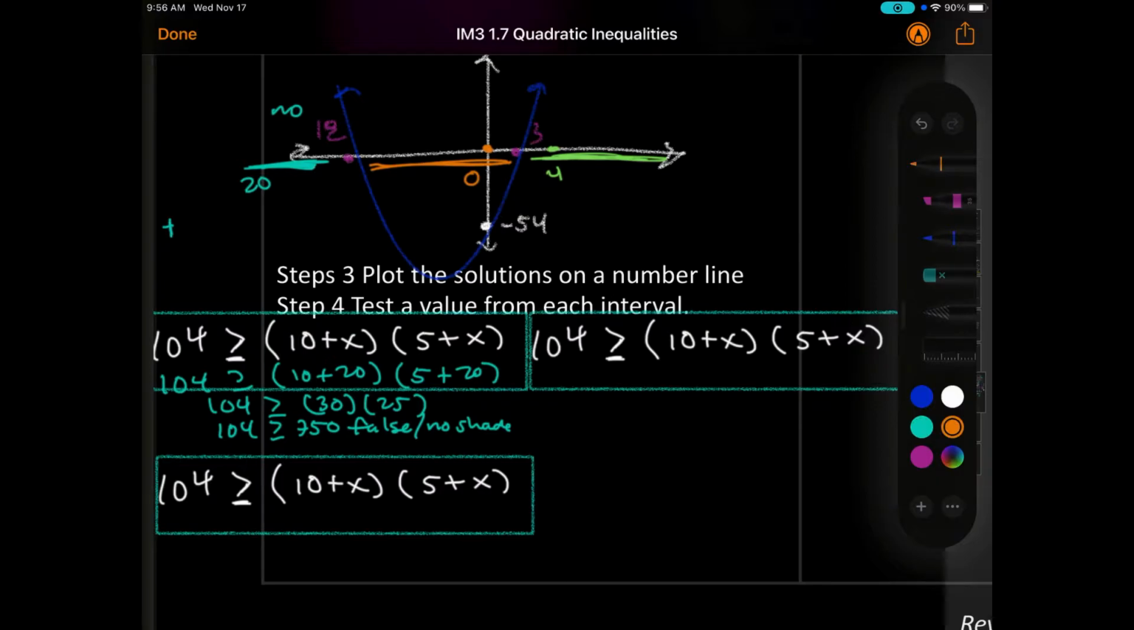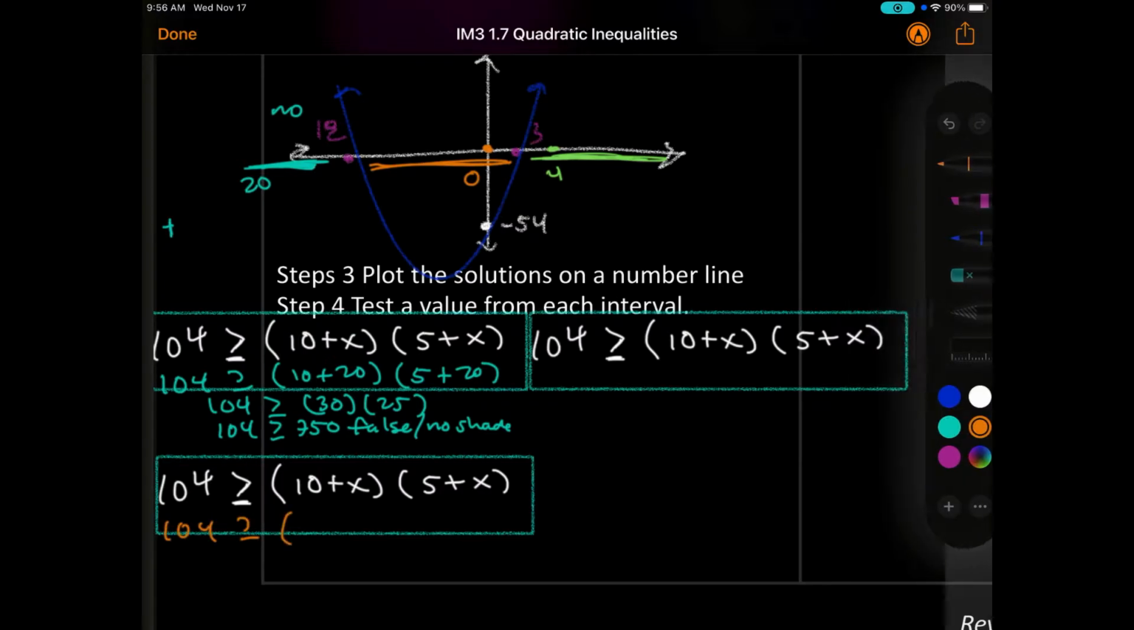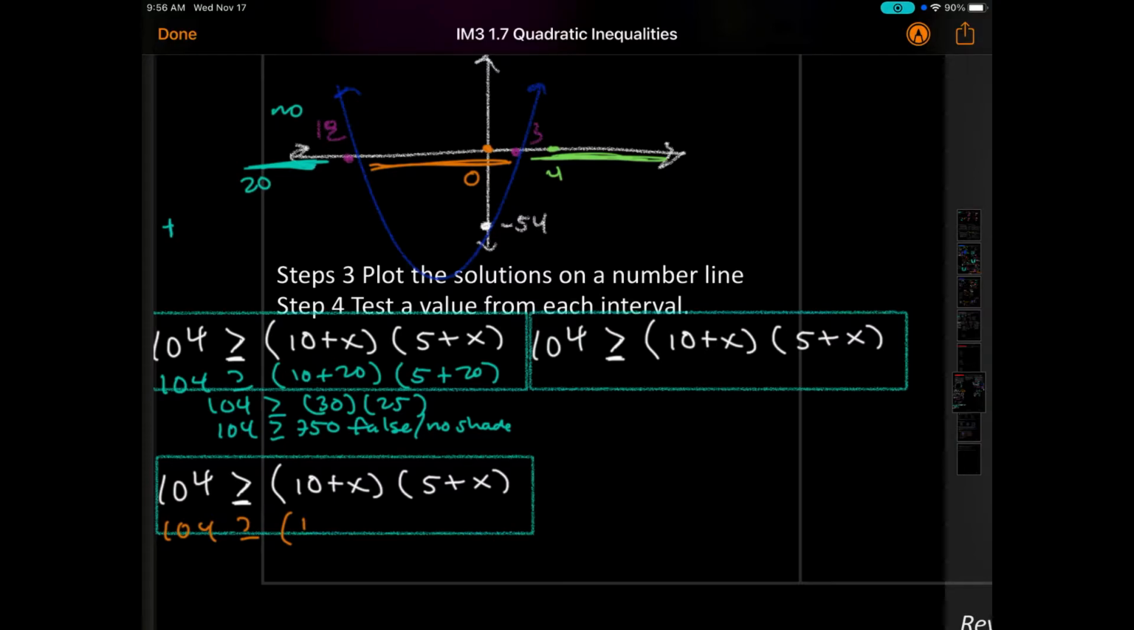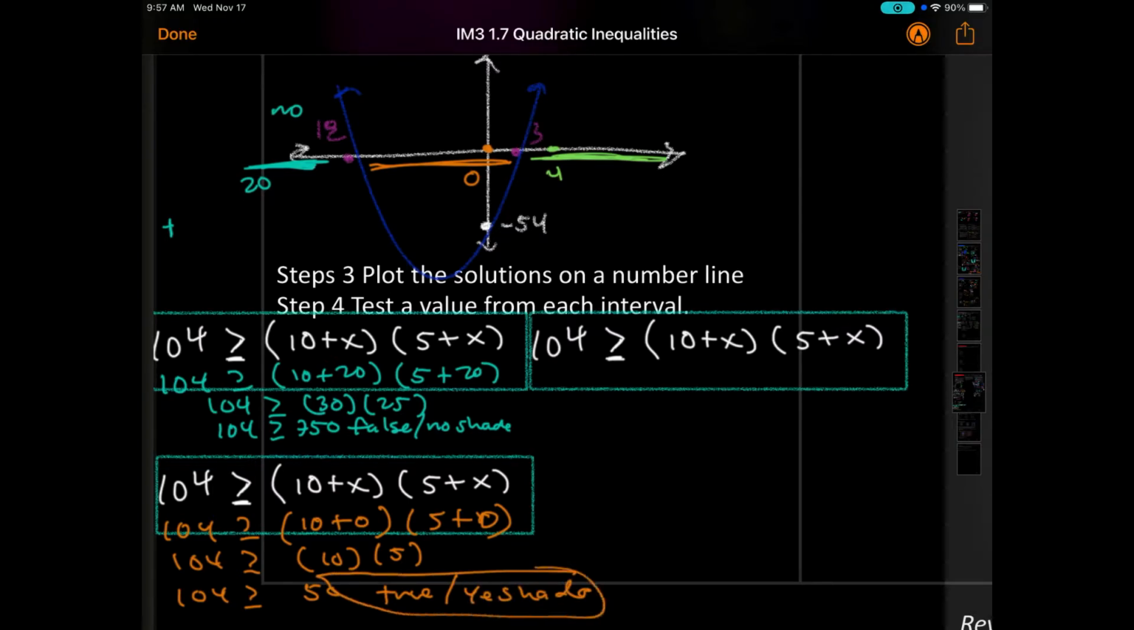Okay, let's do the orange region of 0. So this would give me 10 times 5, which would give me 50. And is 104 greater than 50? That is true. So yes, shade. So our shaded region would be here.